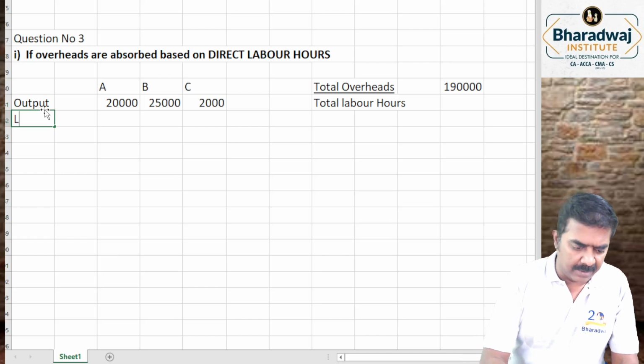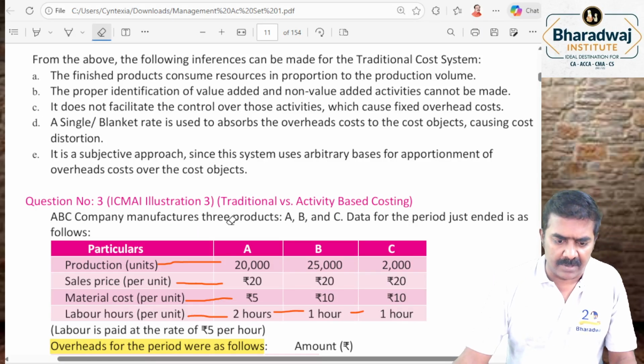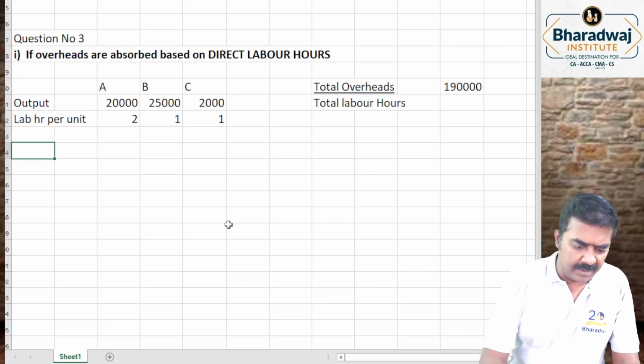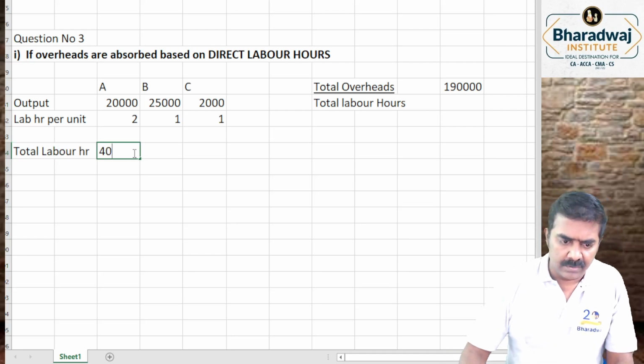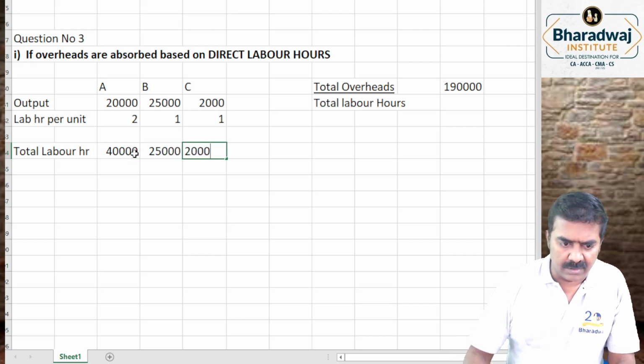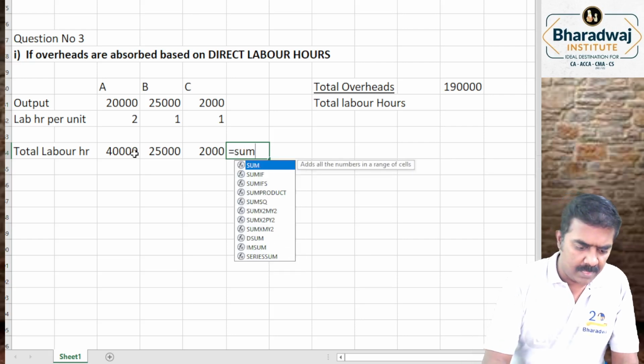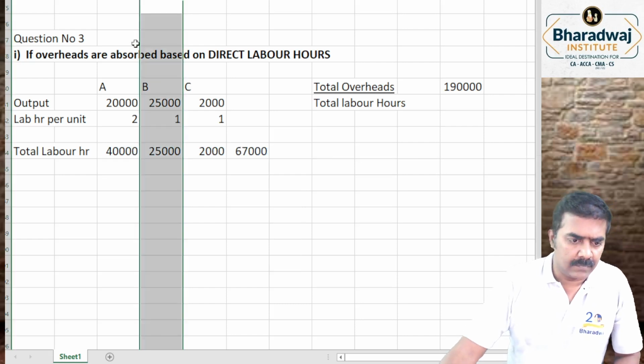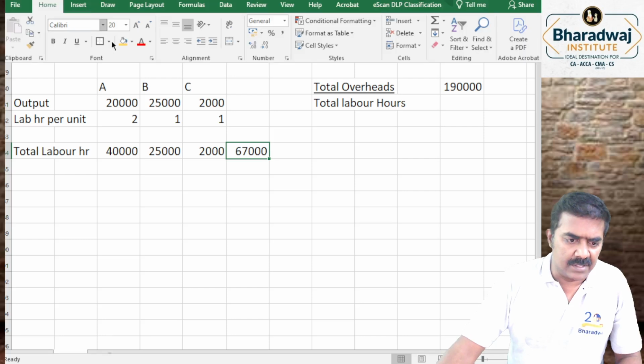Then what is the labor hour required? Labor hour per unit. What is the labor hour per unit? 2, 1 and what? 1. So if you multiply, you will get which one? Total labor hours. So 20,000 into 2, 40,000, 25,000 and what? 2,000. What is the total labor hours? 67,000 is the total labor hours.